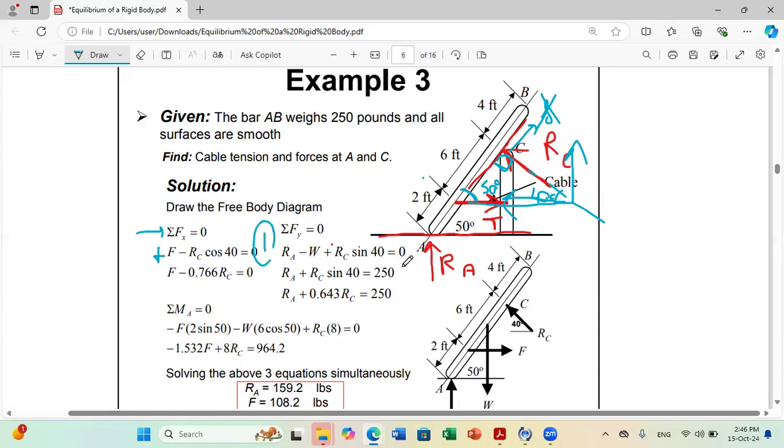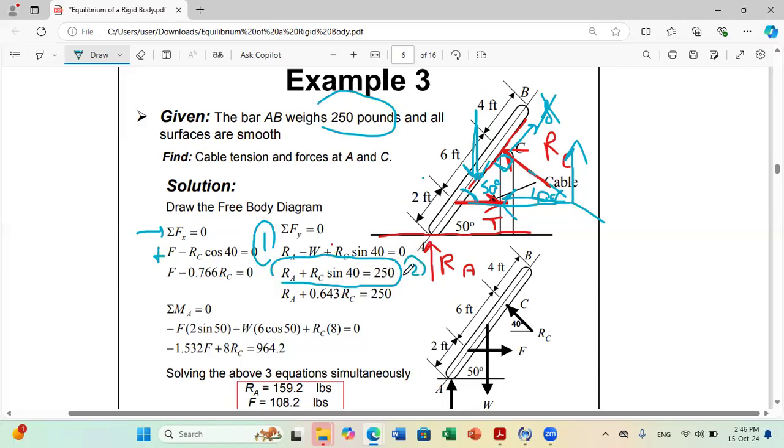I move to my second equation. Sum of Y equals 0. I have plus RA, and for RC, we said it's a positive projection, plus RC sine 40. Don't forget the weight. When you draw the free body diagram, the weight should be placed at the middle of your rod. The weight is given to be 250 pounds, so you have minus 250 equals 0. So your equation number 2 is RA plus RC sine 40 equals 250.